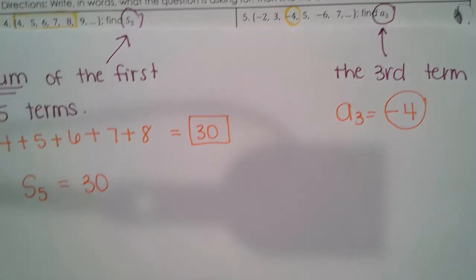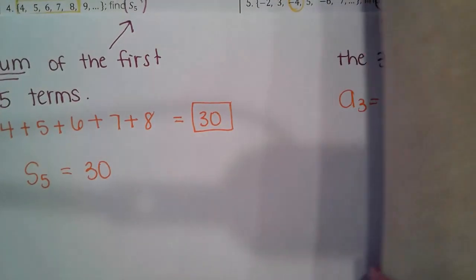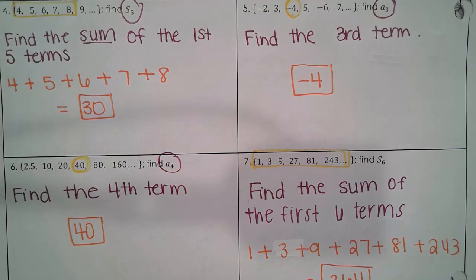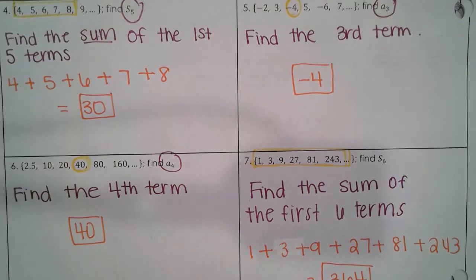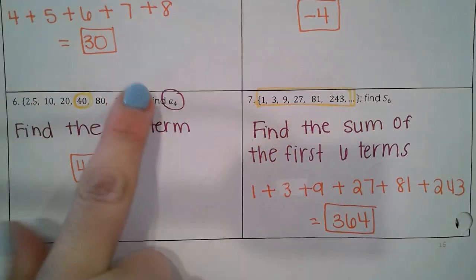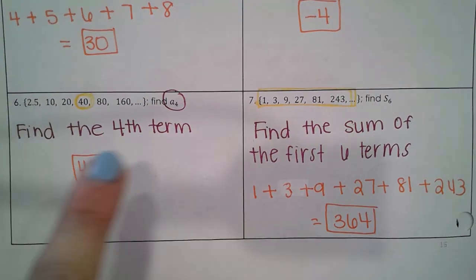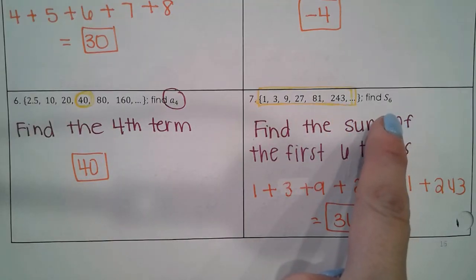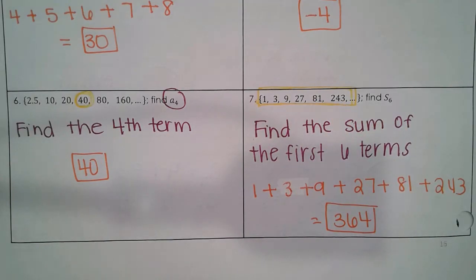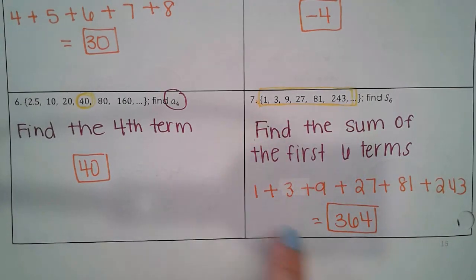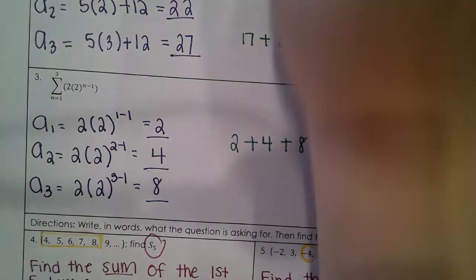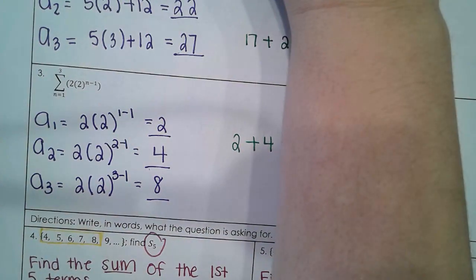Now, I want you to try the last 2 problems on your own. So pause the video and try those. And this is what you should have. Number 6, the 4th term, which is 40. And then 7 is the sum of the first 6 terms, which gives you 364.